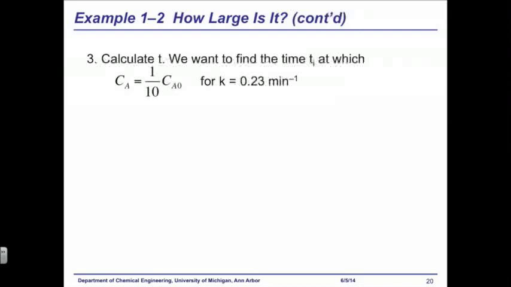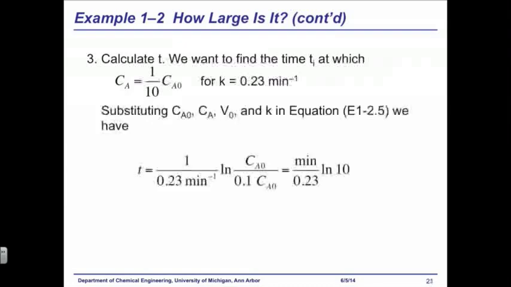Finally, we'd like to calculate t. We'd like to find the time, t1, at which the concentration of A is equal to 1/10 the initial concentration of A, for which k is equal to 0.23 minutes to the negative first power. What we do is substitute CA naught, CA, V naught, and k into the equation we have, such that we get the following. t is equal to 1 over 0.23 times the natural log of CA naught over 0.1 CA naught, which is then arranged into the following.